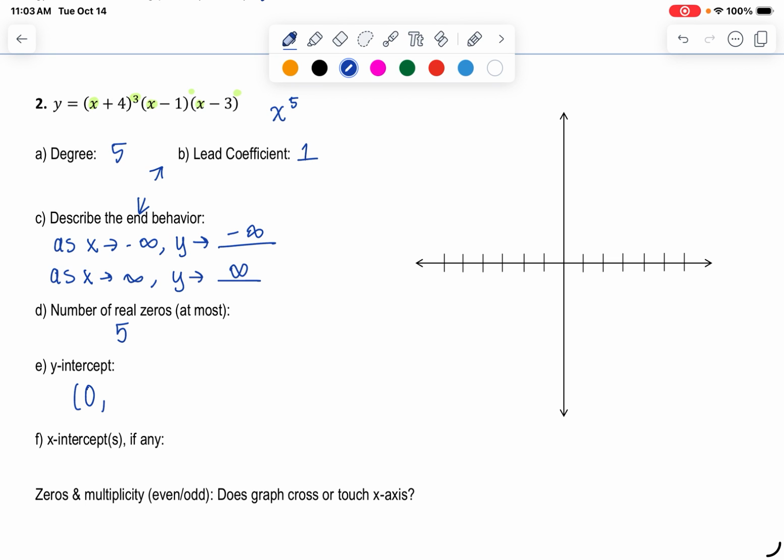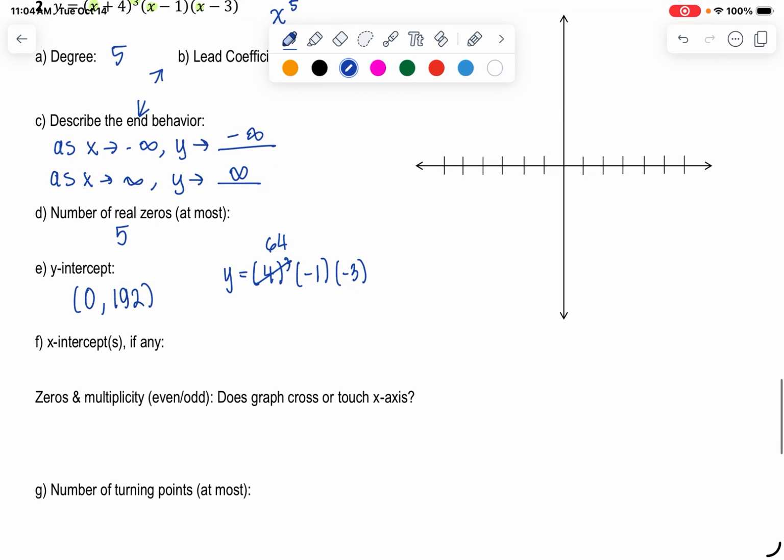The y-intercept is always 0 comma something, so let's plug in 0 and see what we get. So we have 0 plus 4 is 4, 4 cubed. 0 minus 1 is negative 1 to the 1st power. 0 minus 3 is negative 3, and then to the 1st power. 64 times negative 1 times negative 3. We have to do a little mental math here. That's positive. And then 64 times 3 is 192.